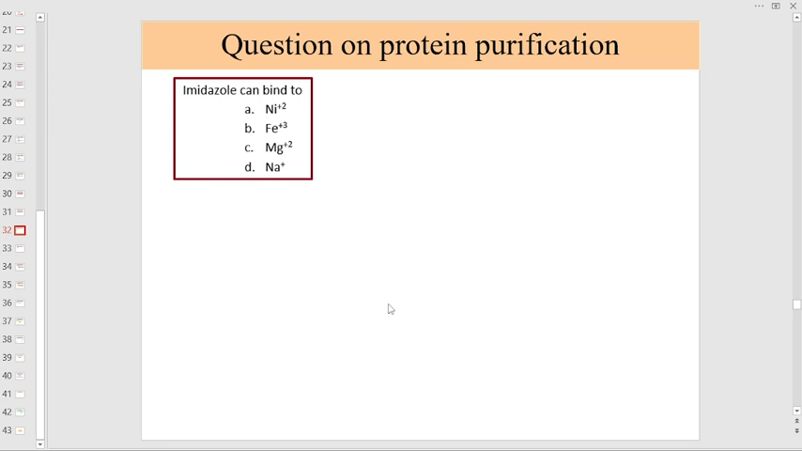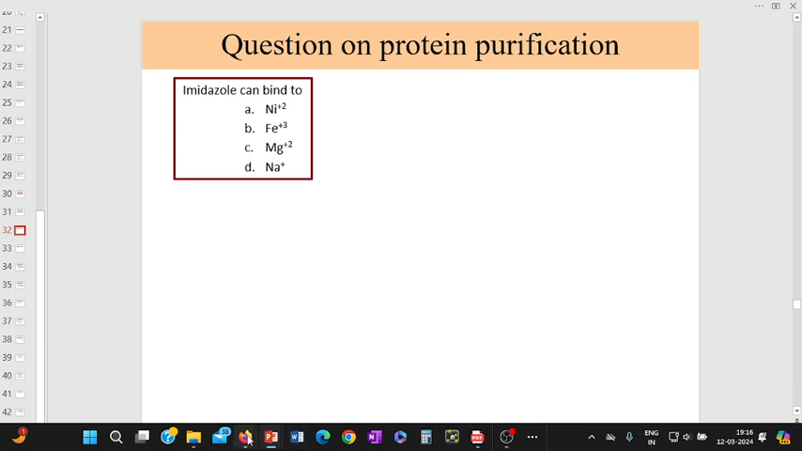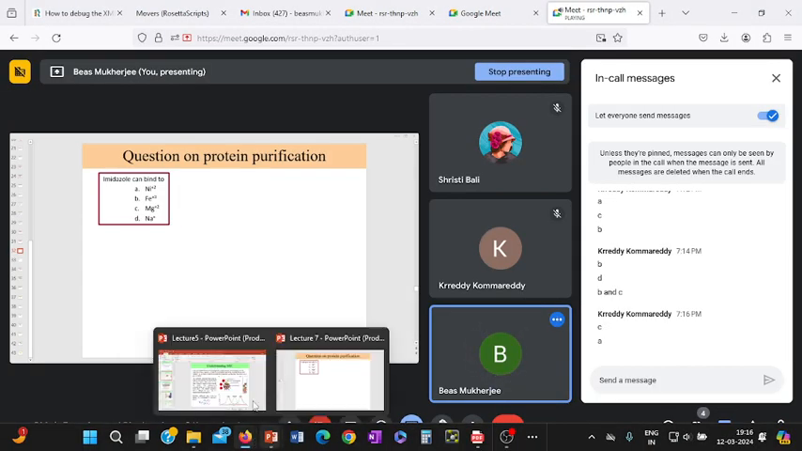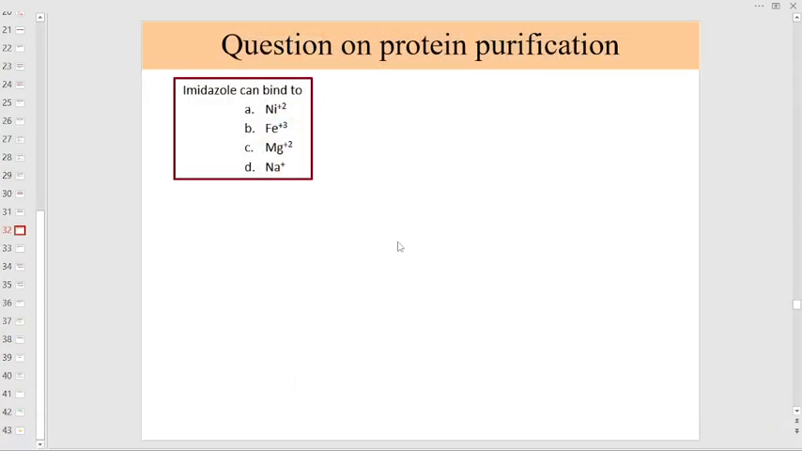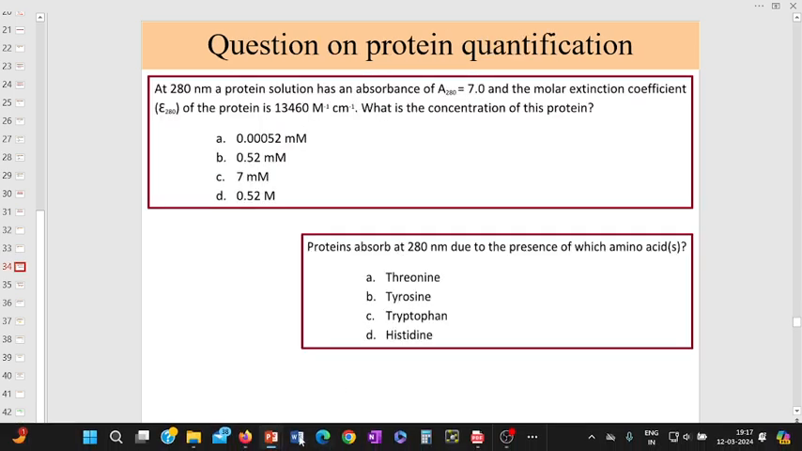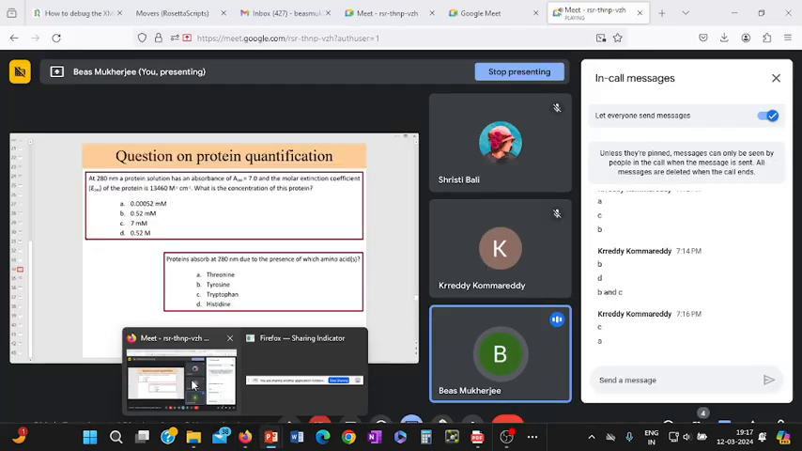Then, imidazole can bind to, to whom can imidazole bind? It is A. Imidazole can bind to nickel, and besides that, imidazole can also bind to cobalt. Remember that. Then there are two different questions on protein quantification.